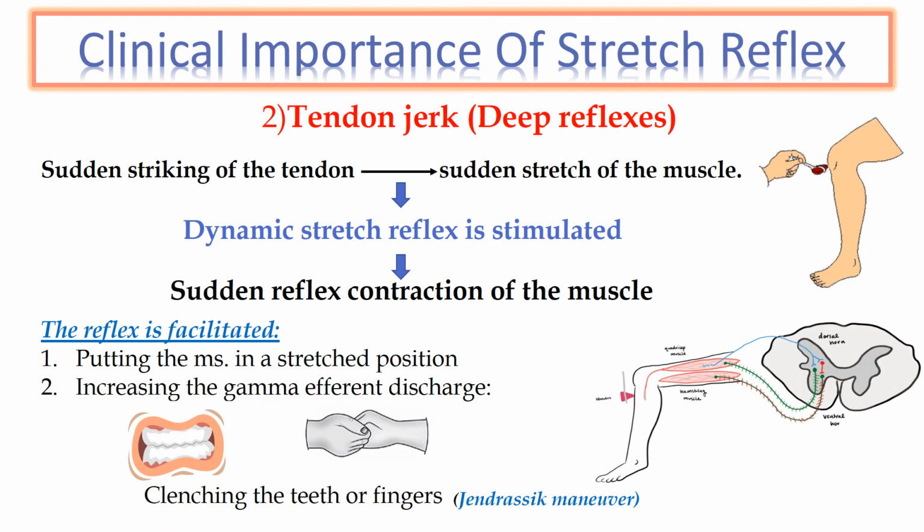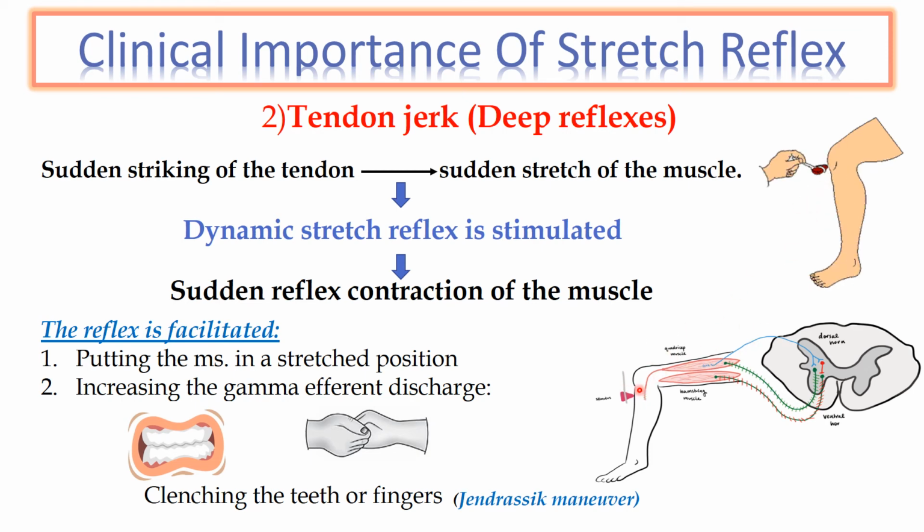What is the other importance of stretch reflex? What we call tendon jerk or deep reflex. I think you already studied them and saw them demonstrated in front of you in the practical section. So, sudden striking of the tendon by the hammer leads to sudden stretching of the muscle, leading to stimulation of the dynamic part of the stretch reflex, or dynamic aspect, leading to stretch contraction of the muscle.